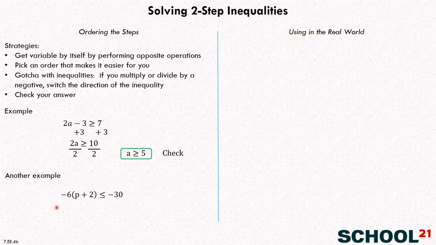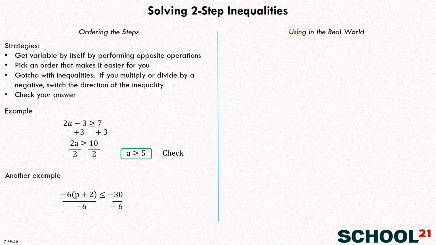Here we have negative 6 times the quantity p plus 2 is less than or equal to negative 30. Now here we have two things that stand in our way of having p by itself. There's the negative 6 that's multiplying by a whole quantity, and then there's the plus 2. We could conceivably try to get rid of that plus 2, but we'd first have to distribute the 6 in there. So probably it's best to get rid of this negative 6. It's multiplying, so we do the opposite. We're going to go ahead and divide.